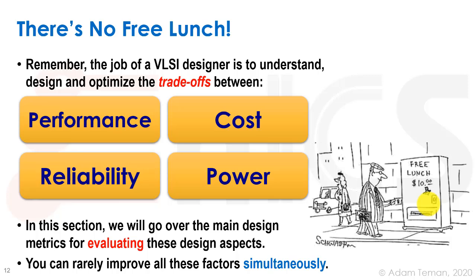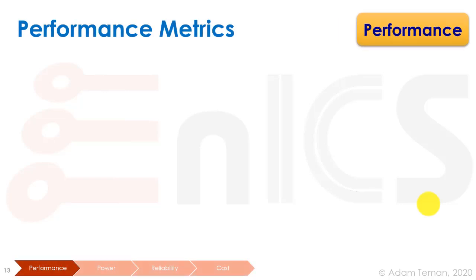You can rarely improve all of these factors simultaneously. If you get a win-win situation and you can improve everything, then you're going to be a winner. Usually when we improve one thing, something else gets worse. So if we provide higher performance, it's going to cost us with more power, maybe more cost, etc. So our goal is to actually improve all of them.